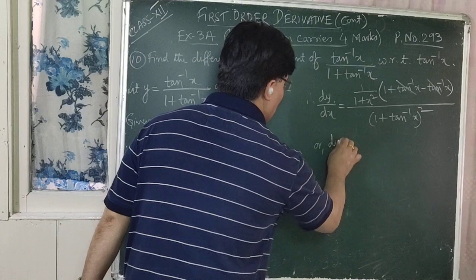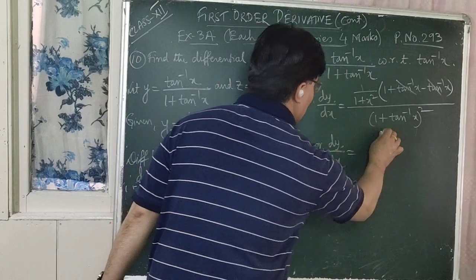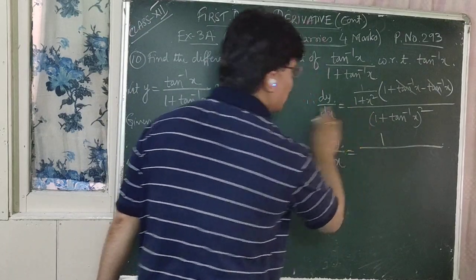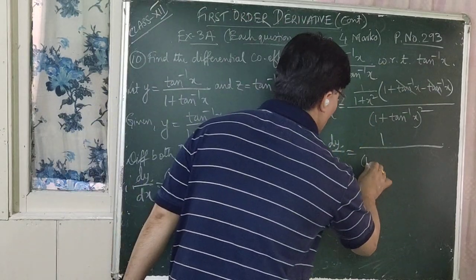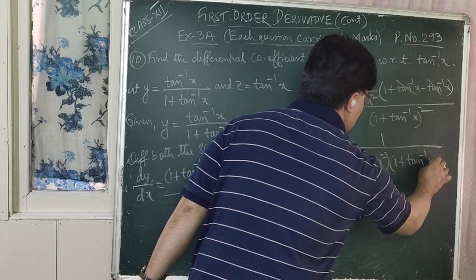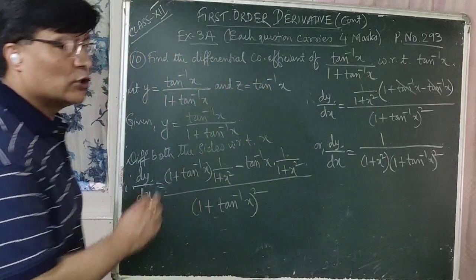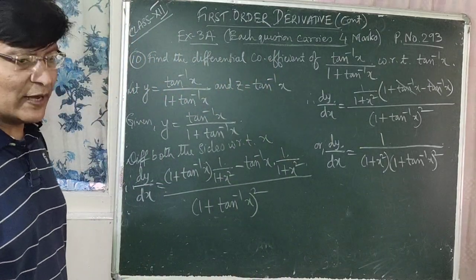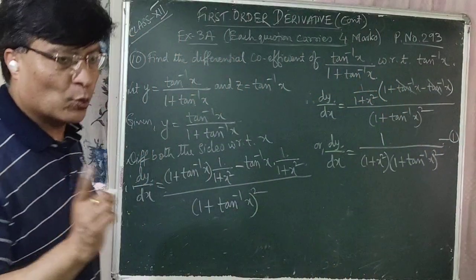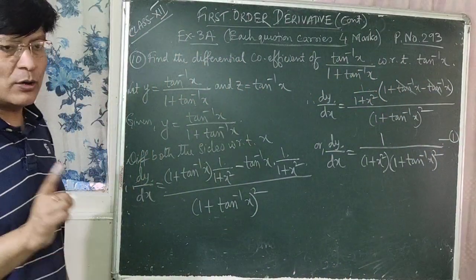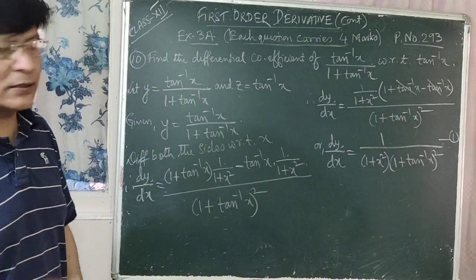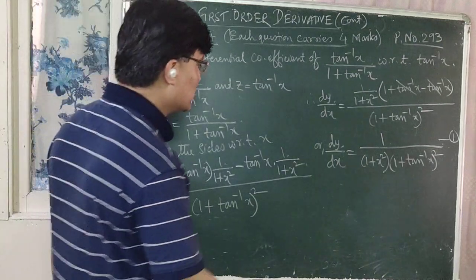So dy by dx is equal to 1 upon, in the denominator, what should you write? Both these are in the denominator now. That is 1 plus x square into 1 plus tan inverse x whole square. So in this case, we get the value for dy by dx. Let us mark it equation number 1. Now let us find out dz by dx. What is the another function? That is z is equal to tan inverse x.